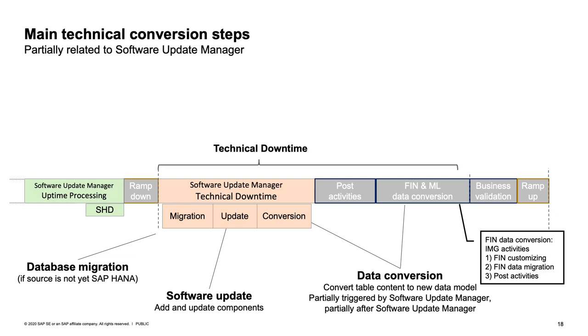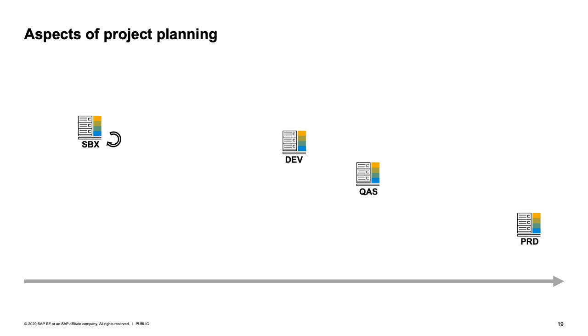Concerning the downtime, it's always important to be very specific what you consider as downtime. The technical downtime is the execution time of the software update manager, as well as those FIN data conversion, because the system cannot be used by the end users. Nevertheless, be specific if you are talking about technical or business downtime when you talk with colleagues. Business downtime is the overall downtime, including ramp down and ramp up.